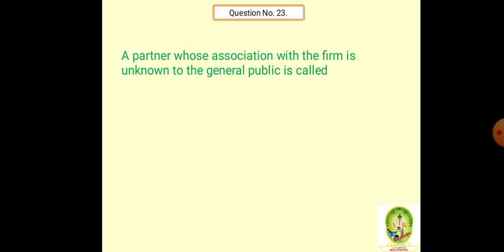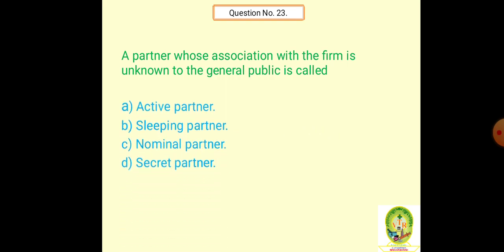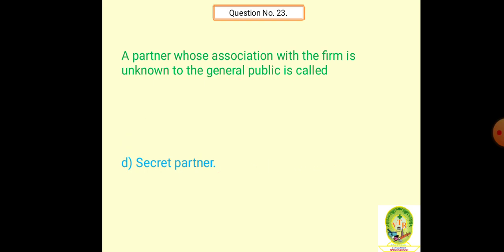A partner whose association with the firm is unknown to the general public is called as? Options are A. Active partner, B. Sleeping partner, C. Nominal partner, D. Secret partner. Right answer is D.